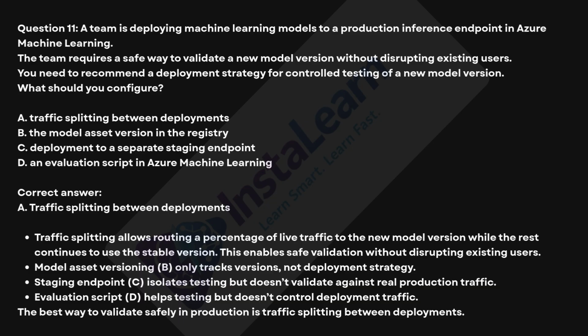Here's why. Traffic splitting allows routing a percentage of live traffic to the new model version while the rest continues to use the stable version. This enables safe validation without disrupting existing users. B. Model asset versioning only tracks versions, not deployment strategy. C. Staging endpoint isolates testing but doesn't validate against real production traffic. D. Evaluation script helps testing but doesn't control deployment traffic. The best way to validate safely in production is traffic splitting between deployments.